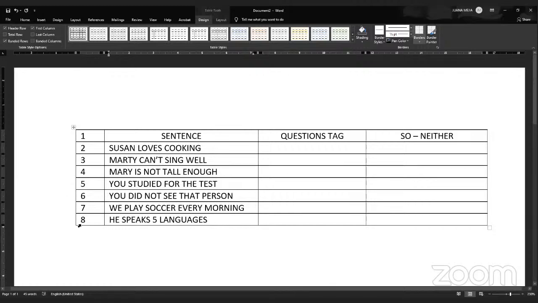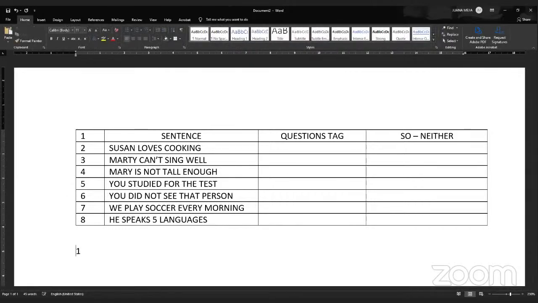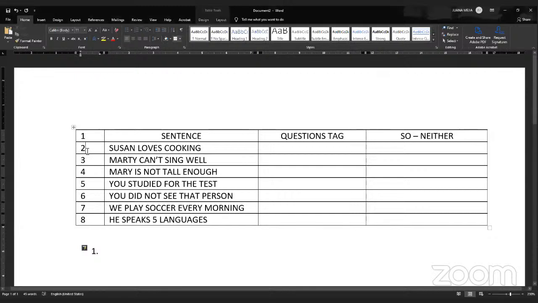For example, in the group, you start. Number 1, Susan loves cooking. So you write, what is the question tag for that sentence? A Susana le gusta cocinar, ¿verdad? ¿Y cuál sería la estructura? So or neither for number 1? What should be the structure for number 1? Para decir a mí también. So you complete this. So do I. Yes, exactly.